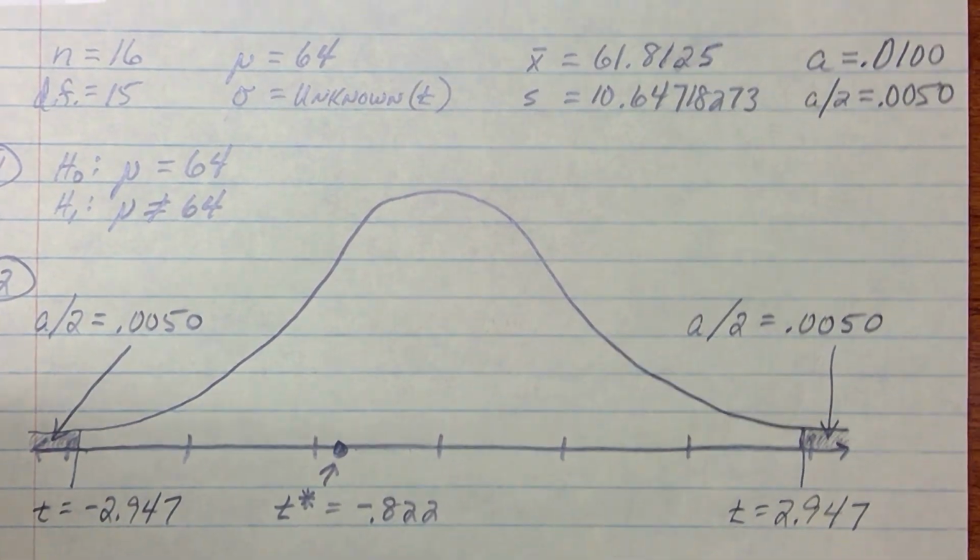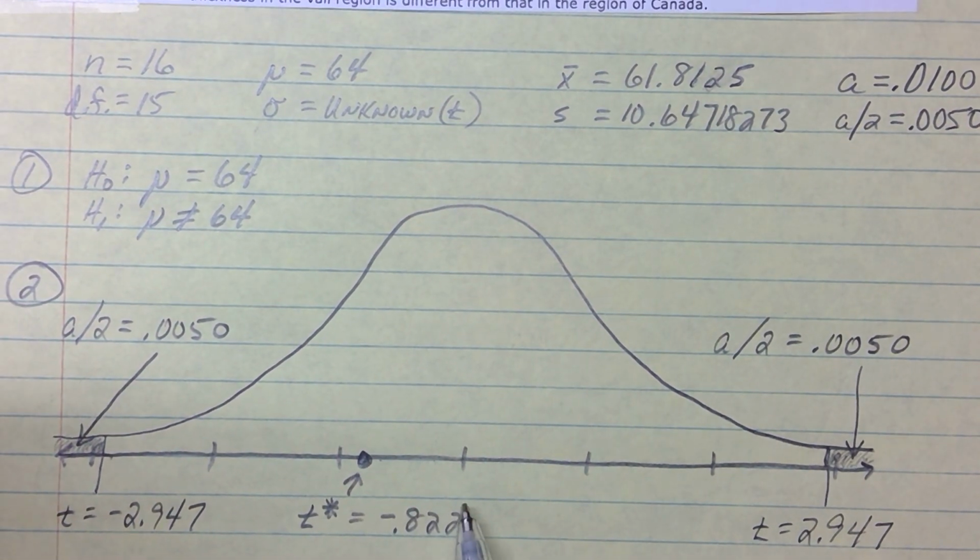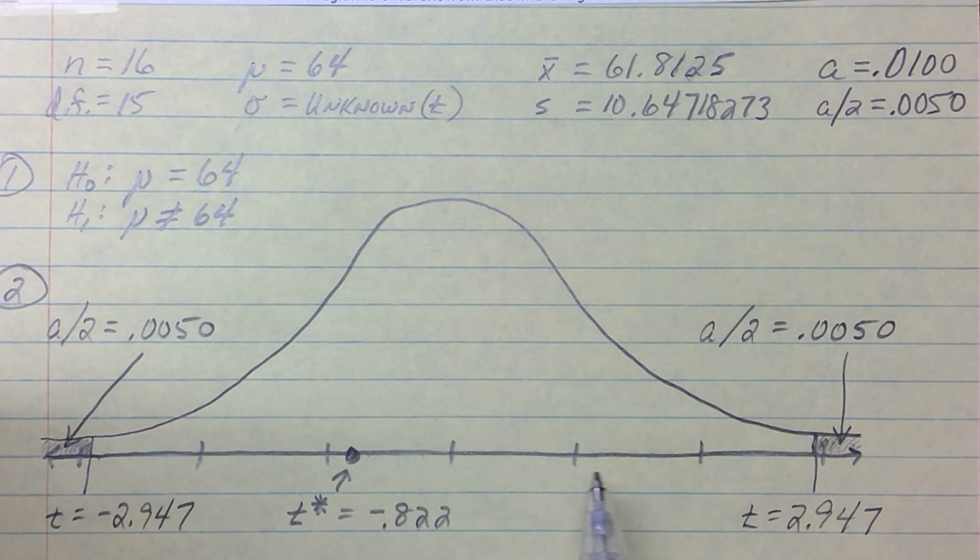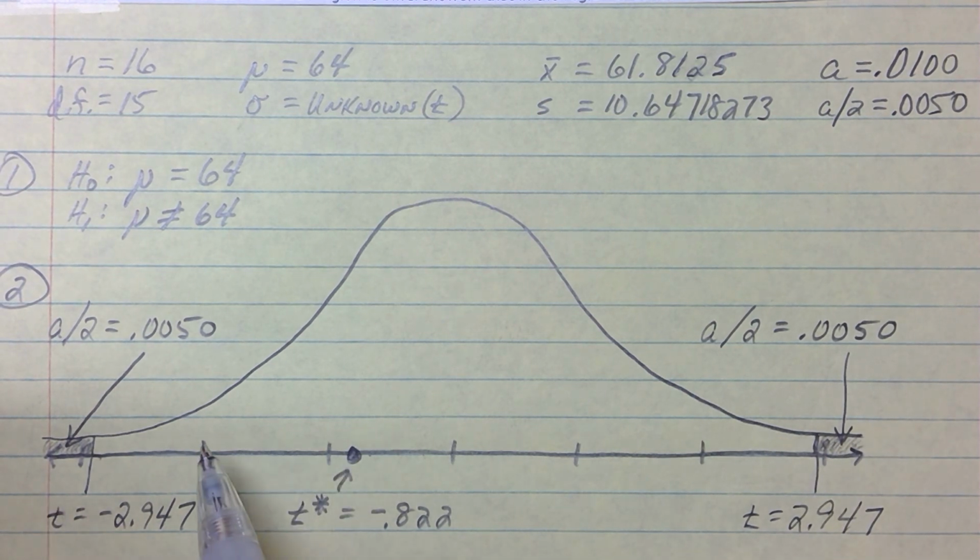Okay, so I start shading at 2.947. That's almost 3 steps. 1, 2, there's 3, so 2.9 is a little short of that. 2.9 is where I draw the line, shade to the right. And then 2.9 to the left, which is negative 2.9. I draw the line, I shade to the left. That gives me a 0.5% rejection area here and a 0.5% rejection area there. All right, that's tiny. It's not very big.